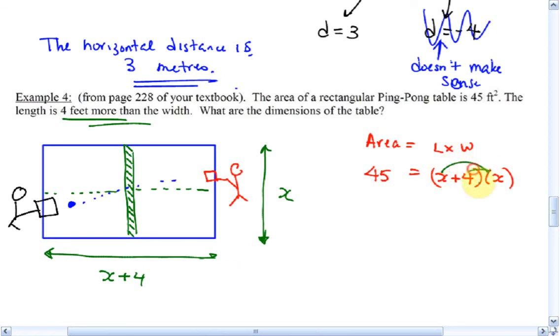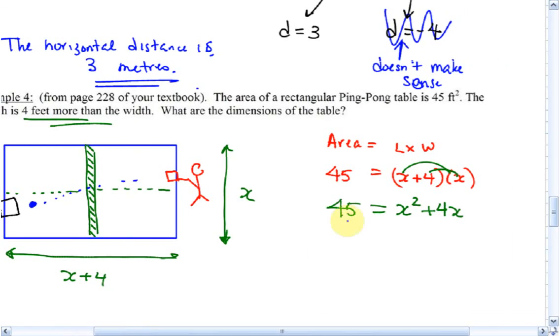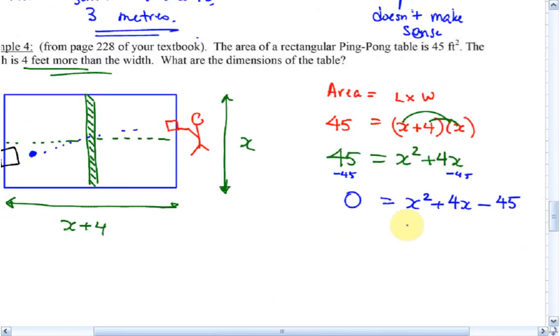Okay, go ahead and expand and simplify here. So x times x gives you x squared, 4 times x gives you 4x, and this equals 45. Now I want you to solve this. Right now, in this section, we're solving quadratics by factoring. So may I suggest you move the 45 to the right-hand side. So now you get x squared plus 4x minus 45 equal to 0. Now, once again, go ahead and factor and solve. On your own, please.